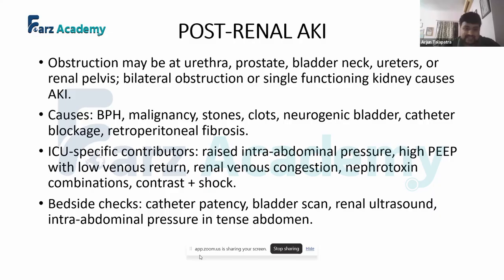So how do you check it at the bedside? Always make sure your catheter is patent, routinely scan the bladder, do a renal ultrasound early, and also check the IAP in a tense abdomen, because always try to pick it up early because it is often rapidly reversible.